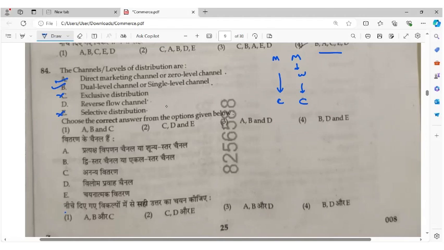So this is also an option, number A. Give me just a second. Sorry. The reverse flow does not come under the exclusive. Exclusive distribution does come, but the reverse flow is from the consumer to the manufacturer, and that is not a level of distribution. So this is eliminated, and selective is also eliminated. So option number A is correct over here.